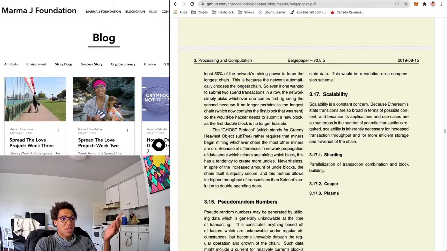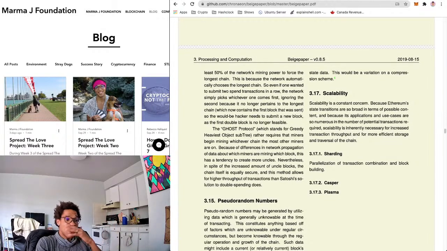So even if one wanted to submit 2 spent transactions in a row, the network simply picks whichever one comes first, ignoring the second one because it no longer pertains to the longest chain, which now consists of the first block that was sent.